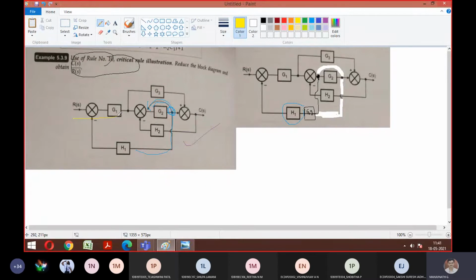So this is your 1. And this is the second one. Is it okay, guys? 2 forward paths. Yeah. So now tell me the feedback paths. Output to input. So output to input is this. This one is your 1 feedback path.